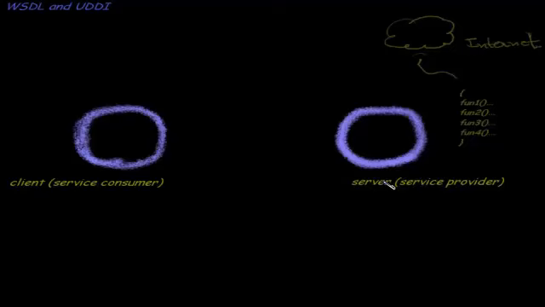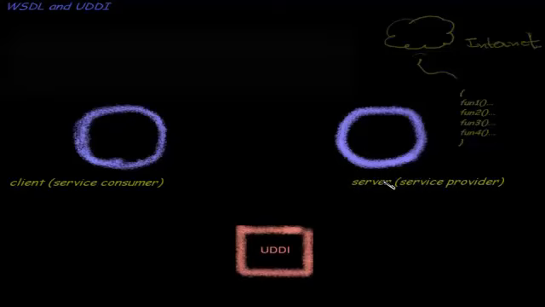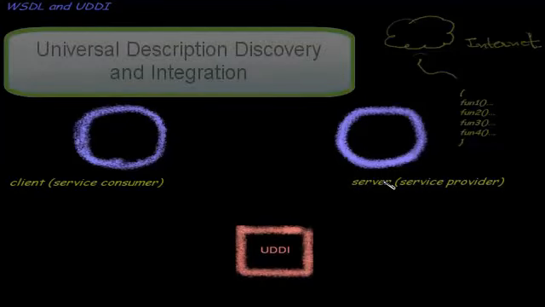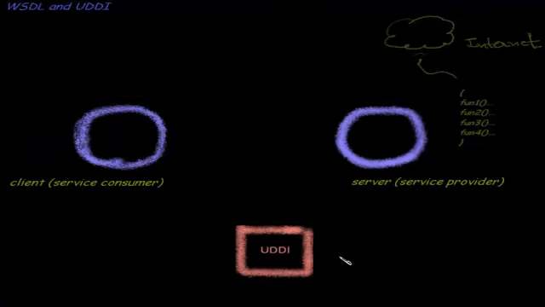And second is, there is an entity called UDDI on the internet. It's a directory on the internet where all service providers who want to publish their web services on the internet would first need to register the web services with UDDI using WSDL. So here is how it goes. First of all, service providers register their web services with UDDI using their WSDL files.